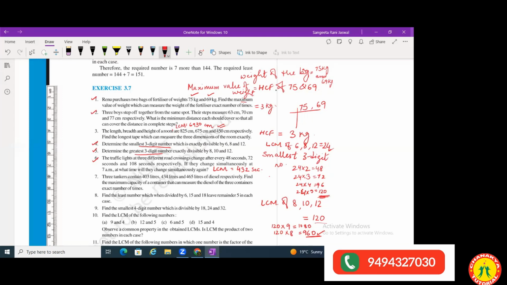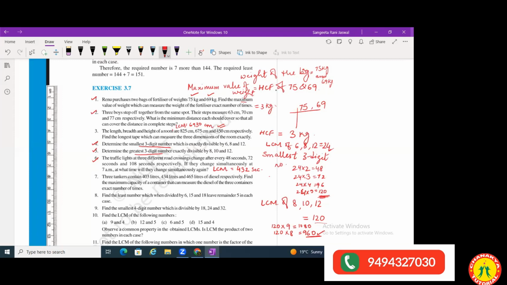Yes, you should be quick in your work. Do a lot of practice. Okay, so 432 seconds. This is the LCM. Now that means the lights are changing after every 432 seconds.